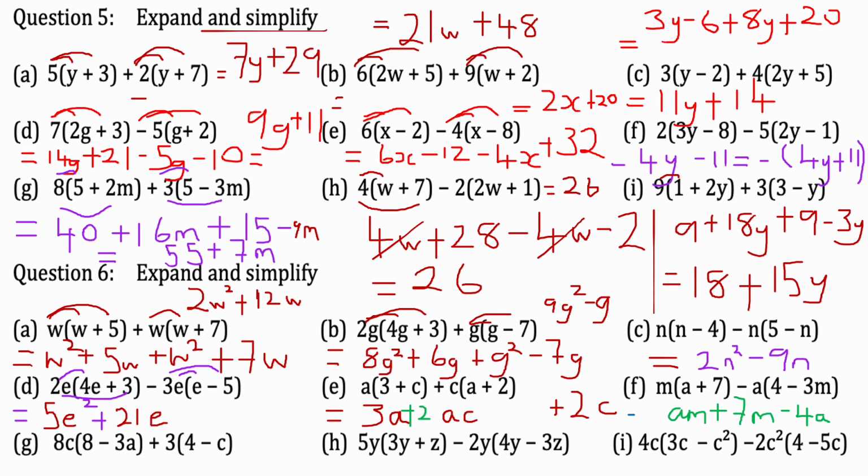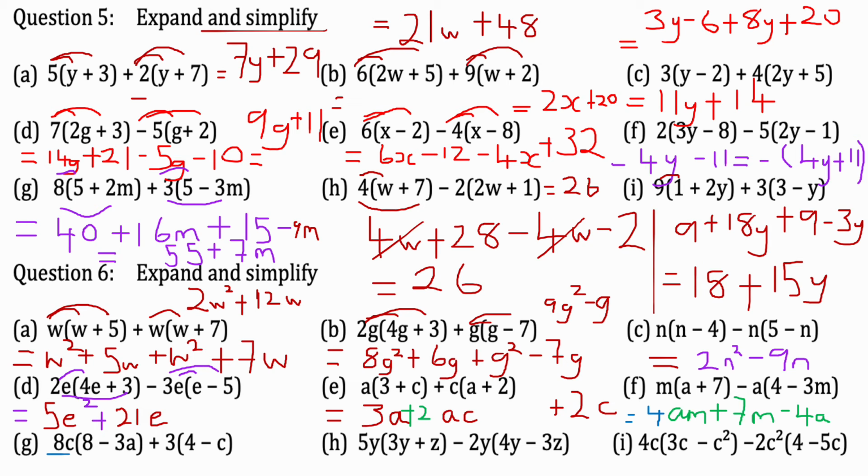So the answer to this, when you simplify it, becomes 4am plus 7m minus 4a. I can't combine these any further. That's my fully simplified answer.